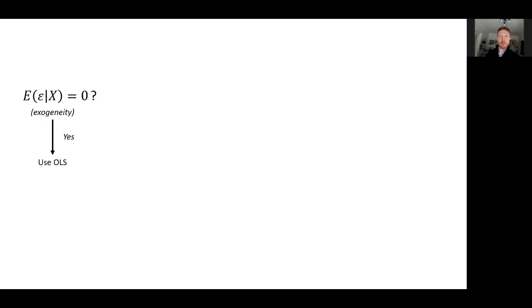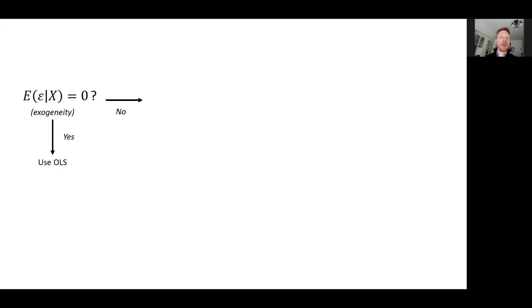So if you've done a good randomization, you have a good experiment, then you probably do have exogeneity, because there is nothing else that impacts y that is related to x. If x is randomly assigned, then by definition, it should be unrelated to other things that impact y.